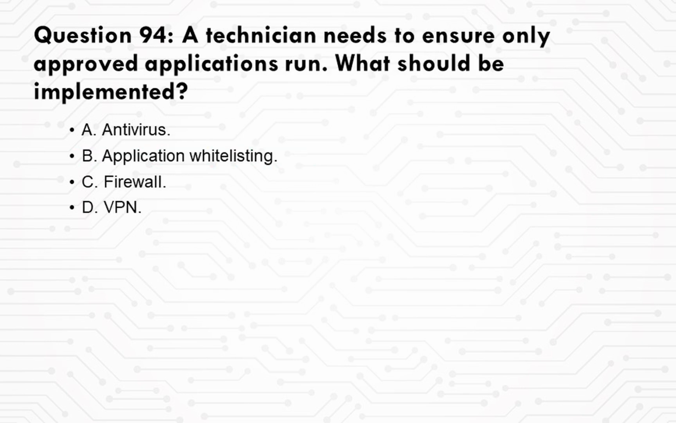Question 94. A technician needs to ensure only approved applications run. What should be implemented? A. Antivirus. B. Application whitelisting. C. Firewall. D. VPN. Answer: B. Whitelisting restricts execution to approved apps.